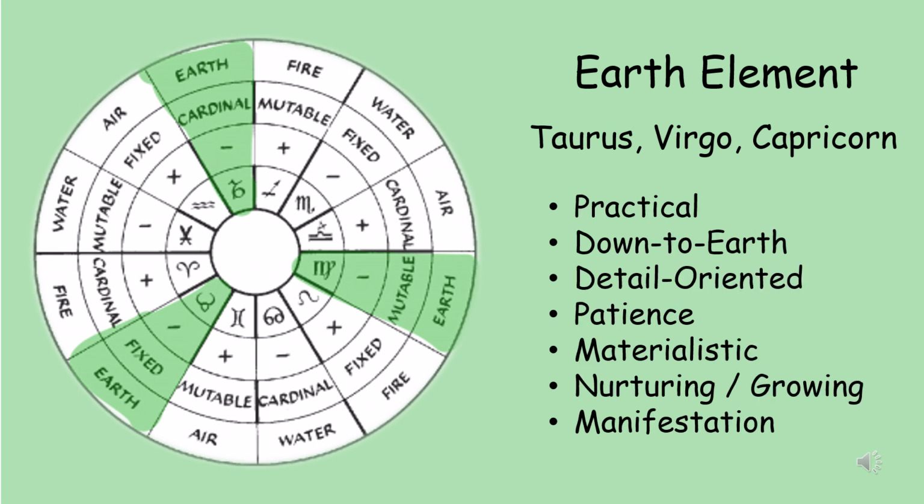Earth signs can be very practical and down to earth. They can be detail-oriented and very patient, even in working with things that are detail-oriented. They can find that they are very good with working with material things, things of the earth, and with nurturing and growing things, such as in growing plants. And because they are so good with working with physical things, they can find that they are very good at manifesting things in physical reality.